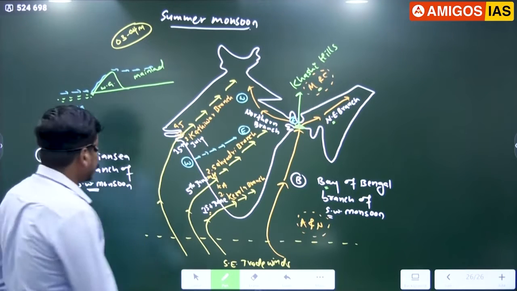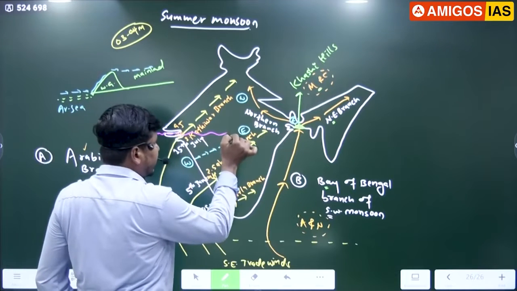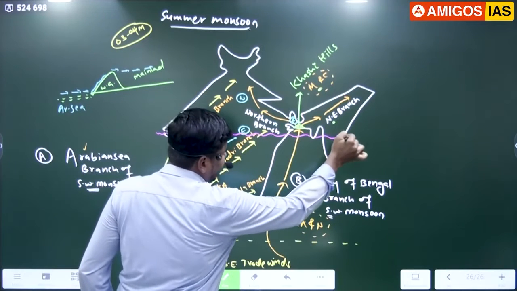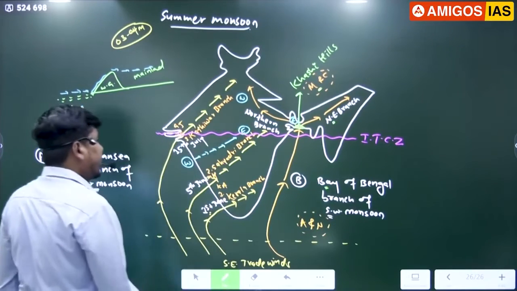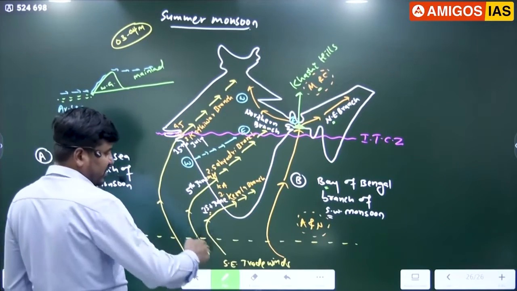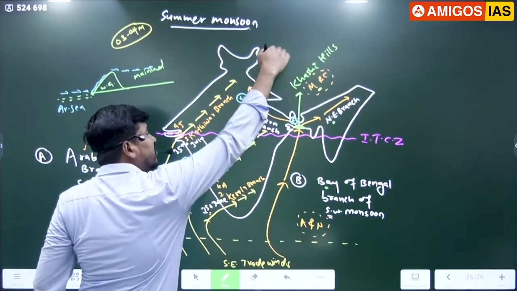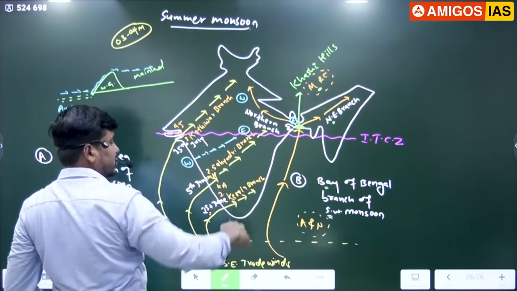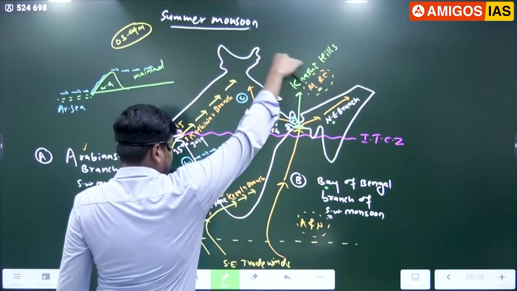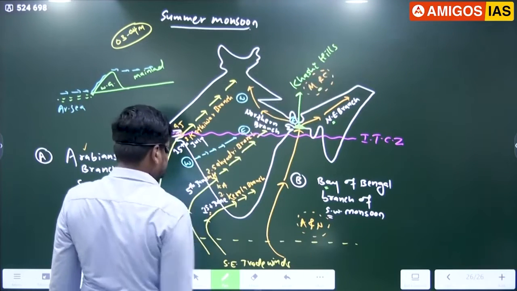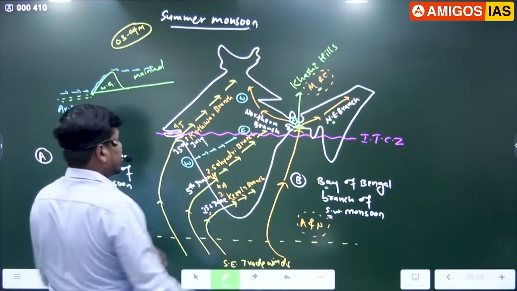If you get a question during this theory, where will the ITCZ be found? In this area you will find the ITCZ, almost near the Gangetic Plain. ITCZ, intertropical convergence zone. These air masses bring the moisture and they join at this place. An air mass comes from the northeast also, but those are dry winds, while these are the moist winds. These moist winds come from water bodies. The dry winds come from plateau regions like the Tibetan plateau, that we call northeast trade winds. This is the southeast trade winds. Southeast trade winds only become the southwest monsoon.